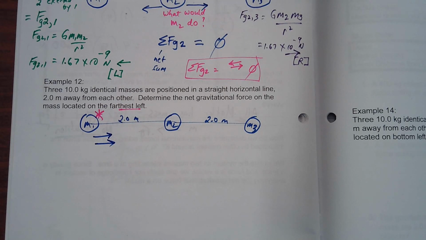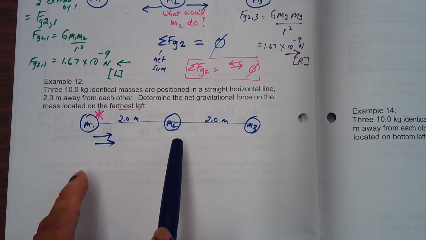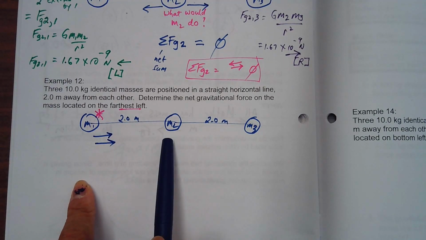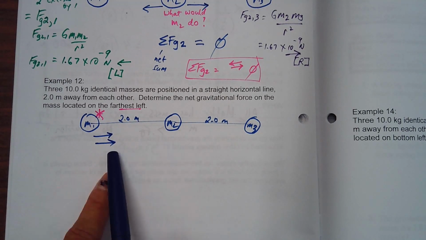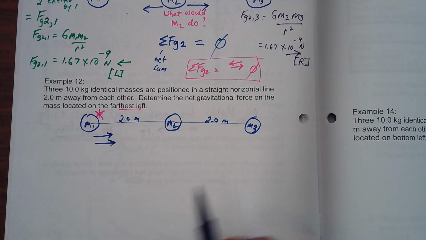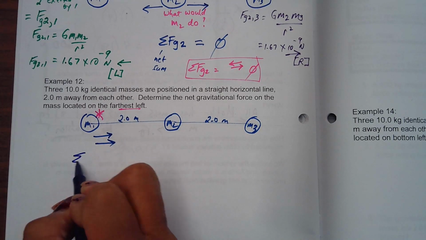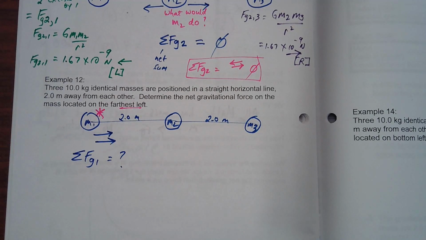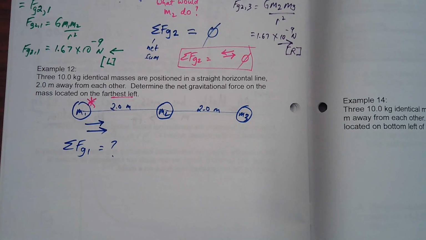Which one do you think will be a stronger force? Between 1 and 2 or between 1 and 3? 1 and 2. Why? They're the same size, so it's just like a closer. The answer is the distance is more powerful, right? So closer. Okay, so how do we figure out the net gravitational force on 1? That's the question now. Net force on 1.